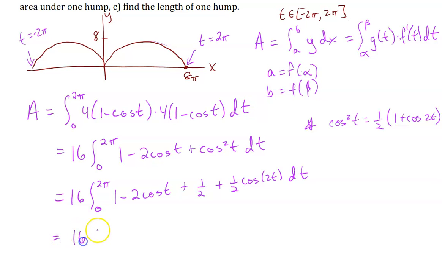So we then have, as an antiderivative, this is 3/2, so we now have 3/2 t, okay, minus 2 sine t.